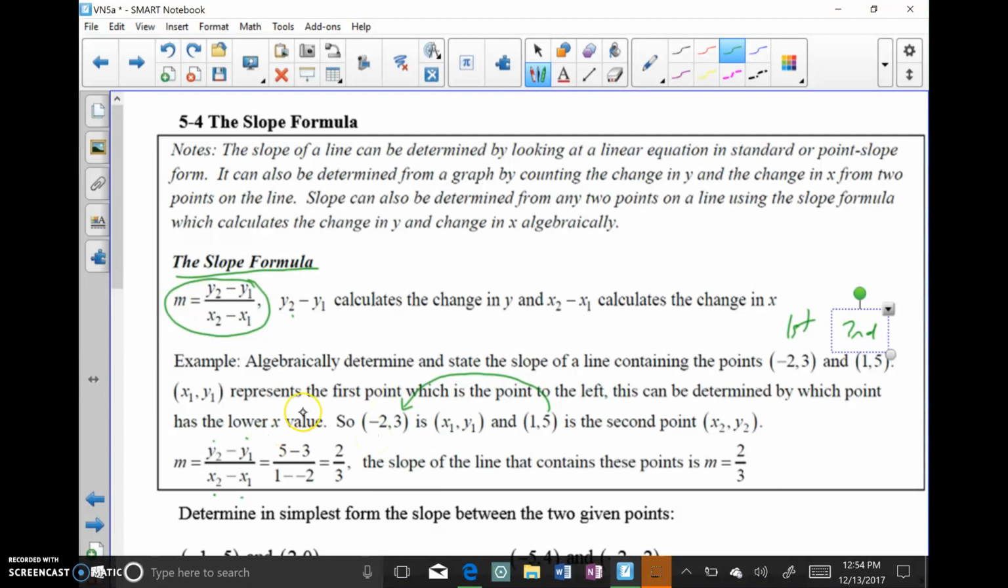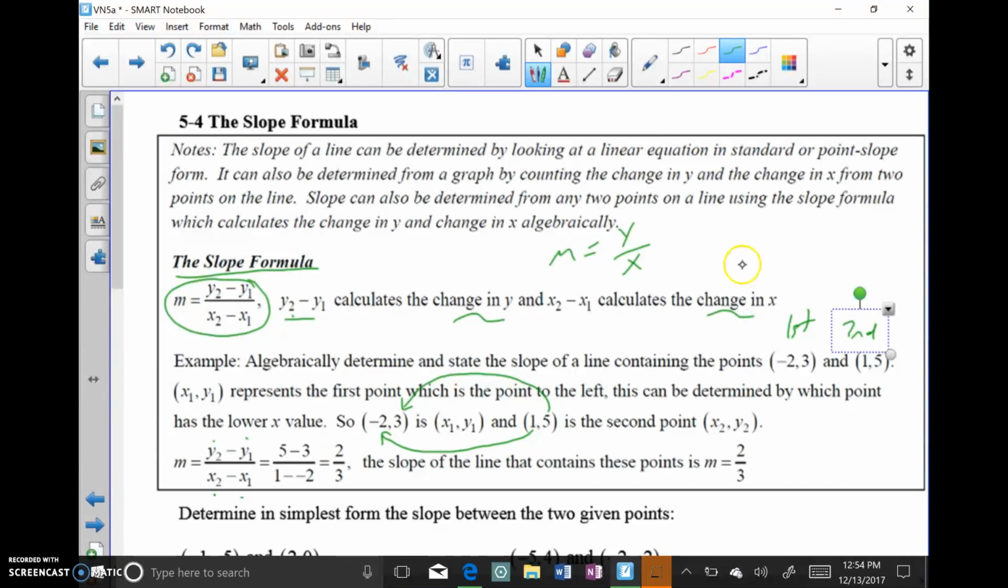So in the numerator, because remember slope is y over x, rise over run, we subtract the y's, and we do second minus first. So 5 minus 3, we see that here, 5 minus 3 is 2. And then we subtract the x's. Again, we also do second minus first, 1 minus negative 2. And don't forget that when you subtract the negative, you get that positive, that minus negative. And that basically is our change in y. Y2 minus y1, that's your change in y, and your x2 minus x1, that's your change in x.